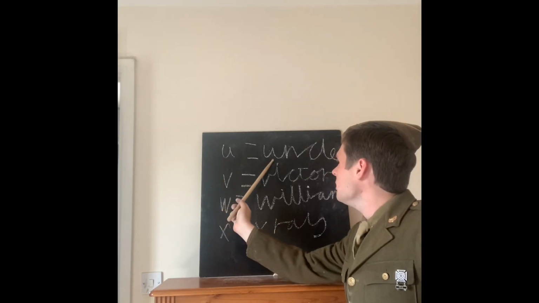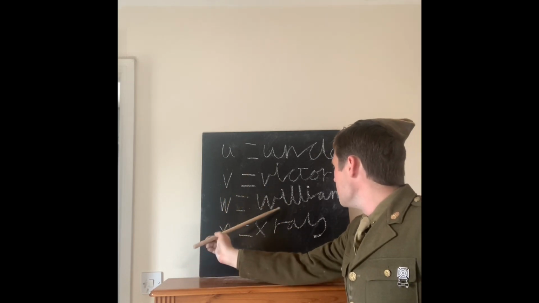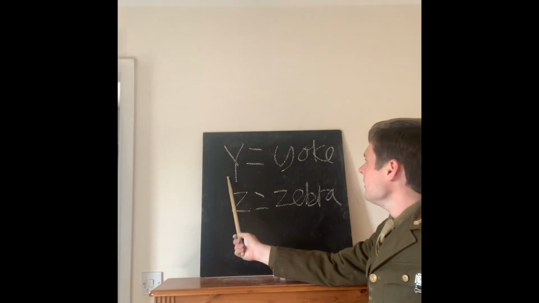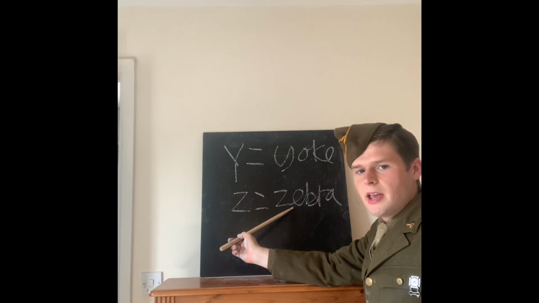U is Uncle, V is Victor, W is William, X is X-ray. Y is for Yoke, and Z is for Zebra, as in the animal.